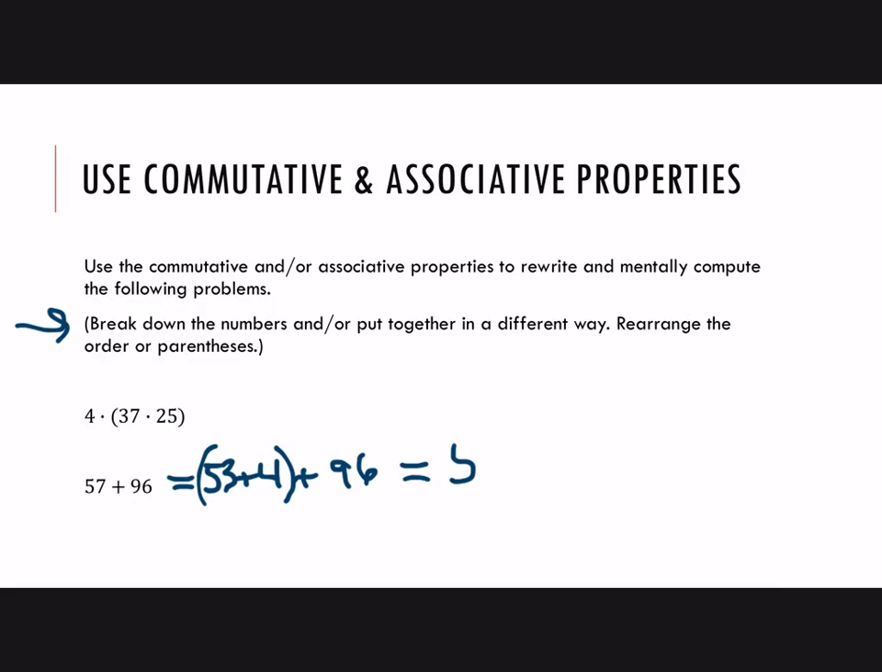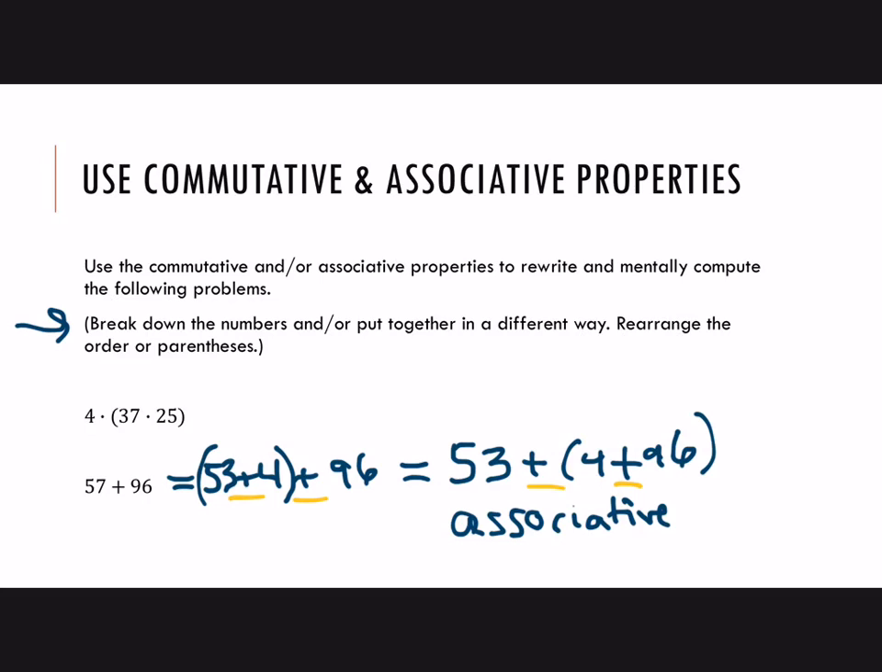And then next I want to move the parentheses around the 4 plus 96. And that's okay, I can make that change because this was all addition, it's all one operation, and so I have the associative property that says I can move the parentheses. And then from there we get 53 plus 100, or the answer, which is 153.